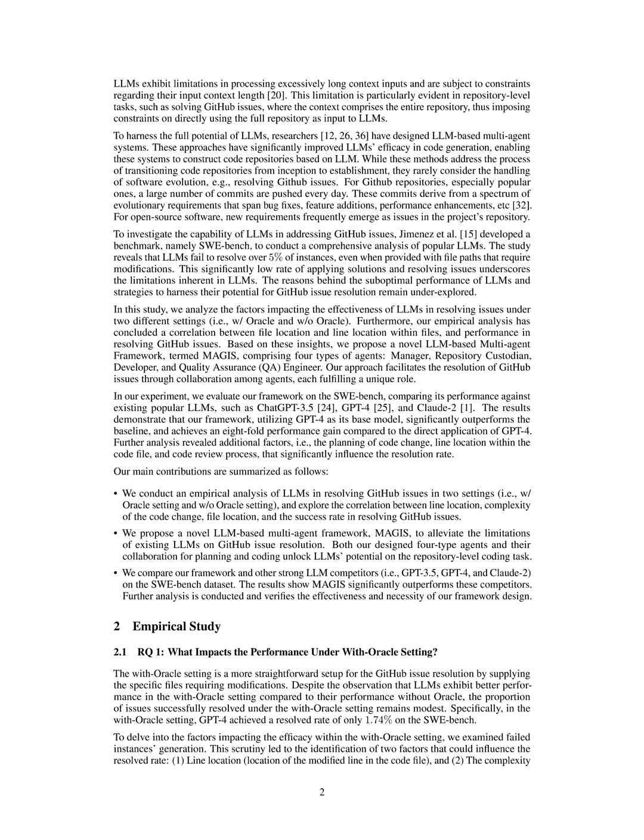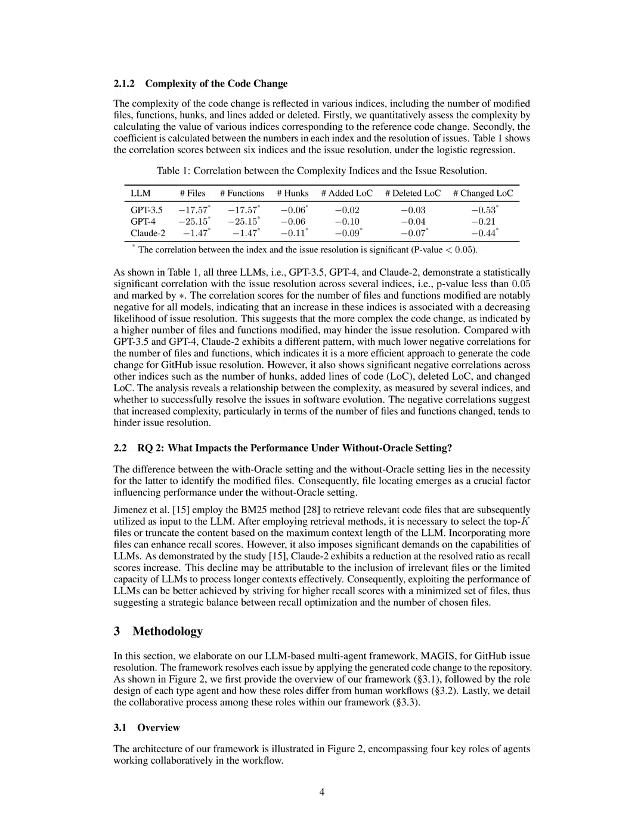The results show that LLMs struggle to accurately locate the lines of code that require modification, affecting their performance in resolving GitHub issues. Additionally, the complexity of the code change, reflected in various indices such as the number of modified files, functions, hunks, and lines added or deleted, also impacts the LLM's performance.